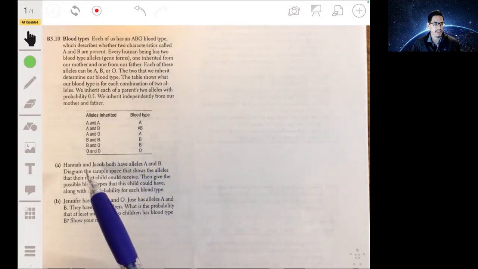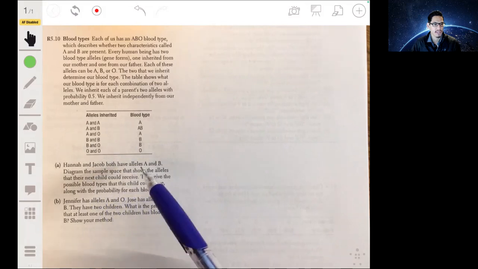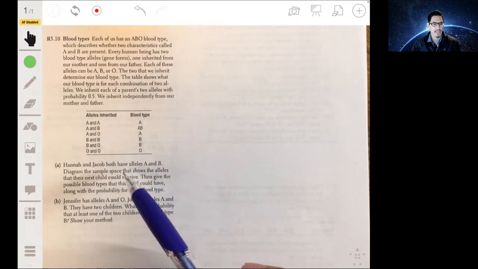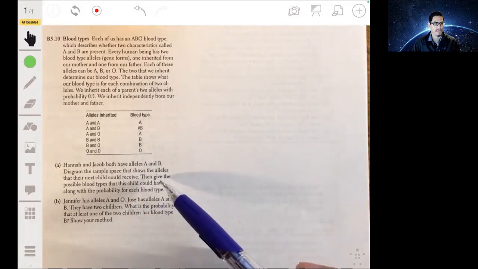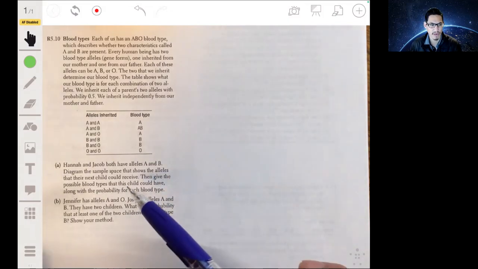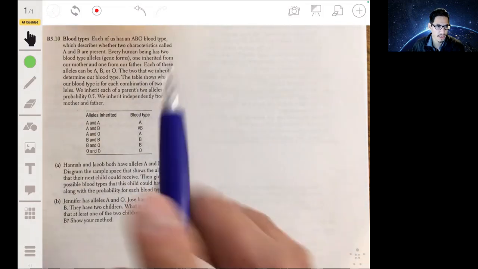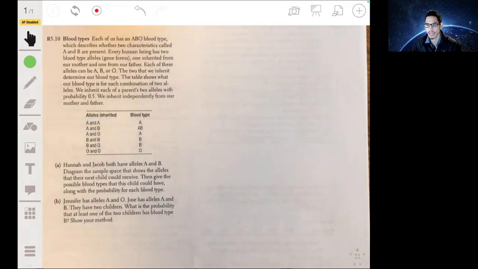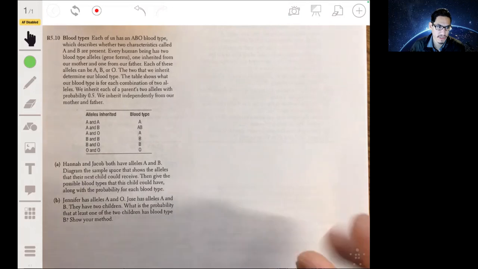In part A, we're told that Hannah and Jacob both have alleles A and B. We're going to need to diagram the sample space that shows the alleles that their next child could receive. Then let's give the possible blood types that the child could have, and let's make a probability table for each blood type. Okay, so I'd recommend doing a sample tree, or a probability tree, because I really like the way it shows how all the combinations and all the possibilities could occur, and it does it in a pretty simple and easy to read way.